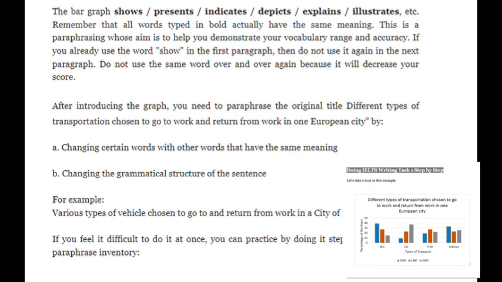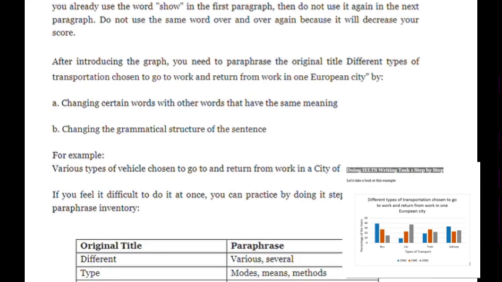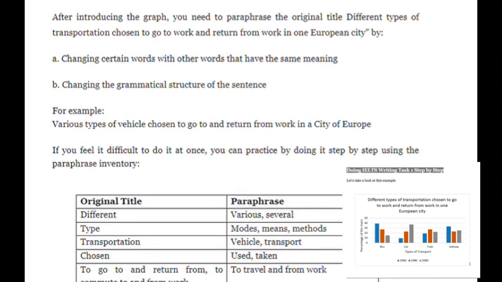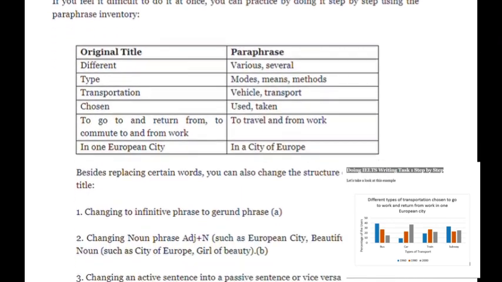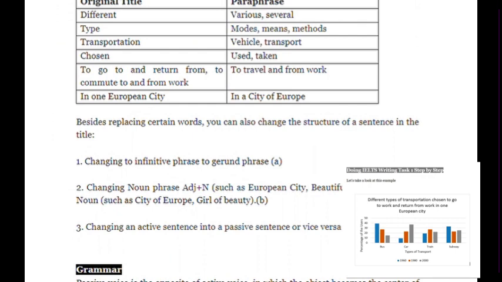If you find it difficult to do it at once, you can practice by doing it step by step using a paraphrase inventory. For different, you can choose various or several. For type, you can choose modes, means, or methods. For transportation, you can use vehicle or transport. For chosen, you can use used or taken. For to commute to and from work, you can use to travel to and from work. And last but not least, for in one European city, you can choose in a city of Europe.